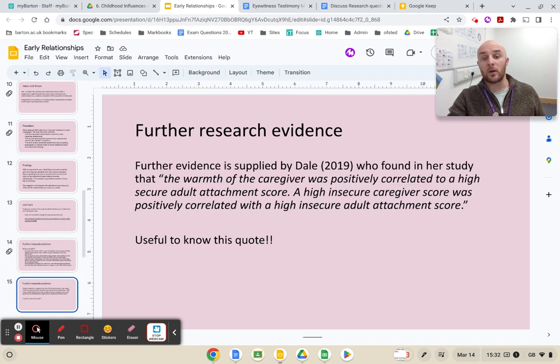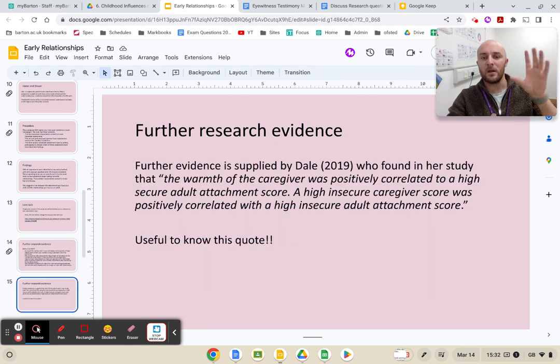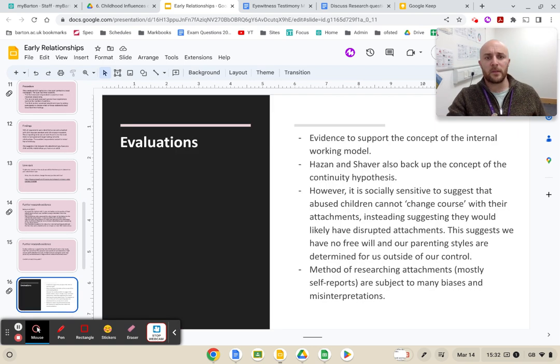I think I've also got a quote from Bailey et al. there. If you want to pause the video, write that down, do so. But I've also got a banging quote, thank you very much, from Dale 2019, quite a recent piece of research, which I think is a brilliant quote to know. And I would absolutely drop that in the AO1.